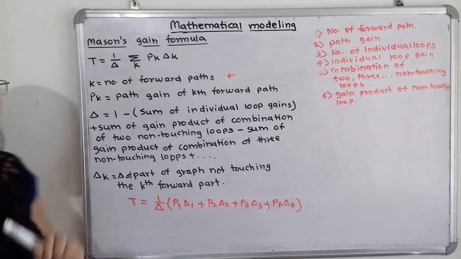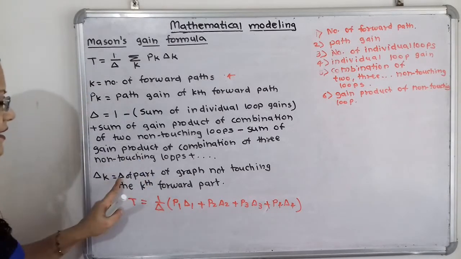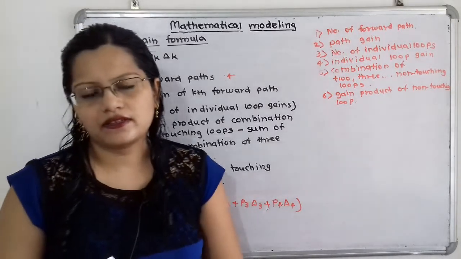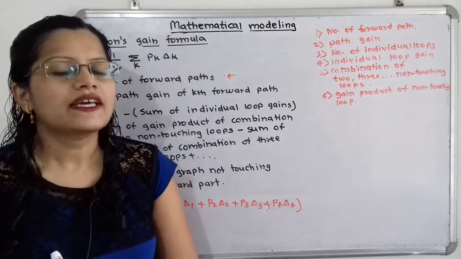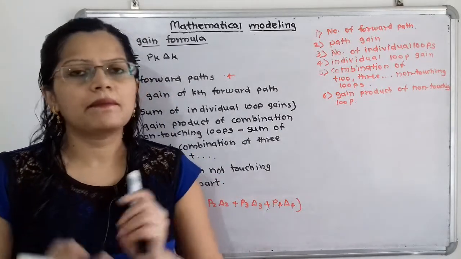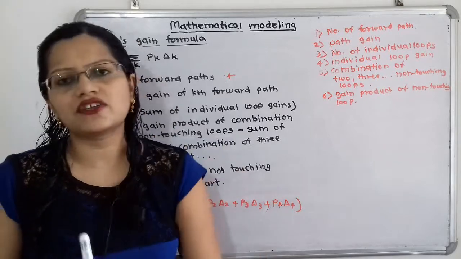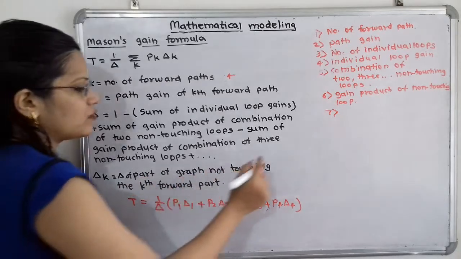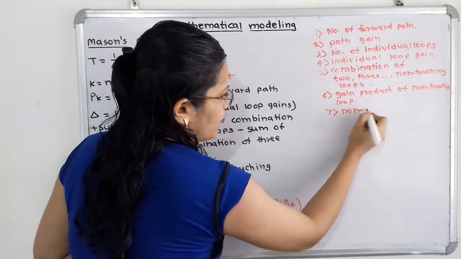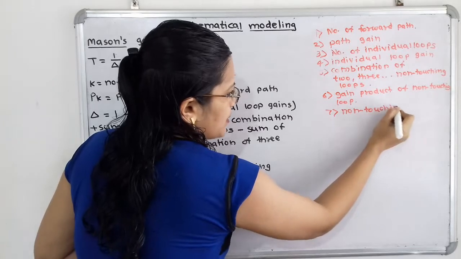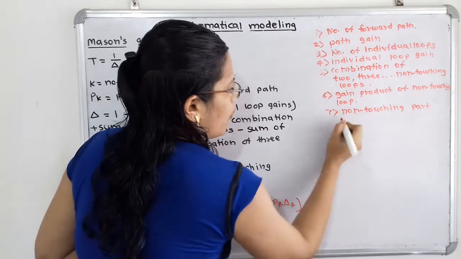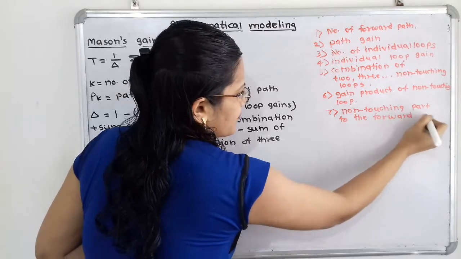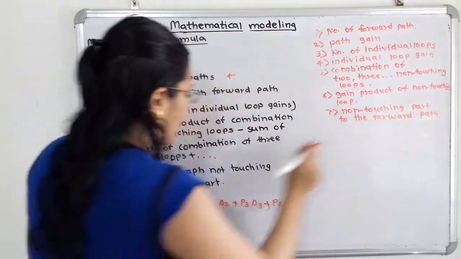Then next is delta k. So what is this delta k? That is delta of the part of the graph not touching the forward path. Suppose there are 4 forward paths. Then we have to find out how many parts of the graph are not touching the forward path. So the seventh and last point that we have to find out is the part of the graph that is non-touching to the forward path. And that is nothing but the value of delta k.